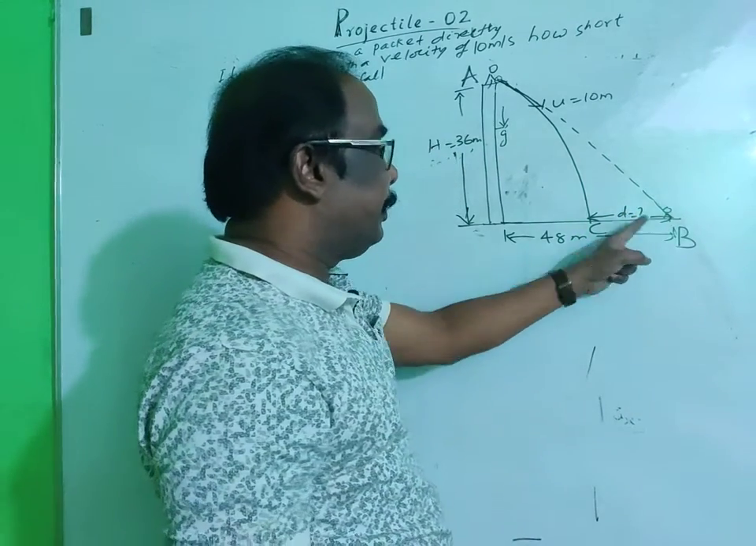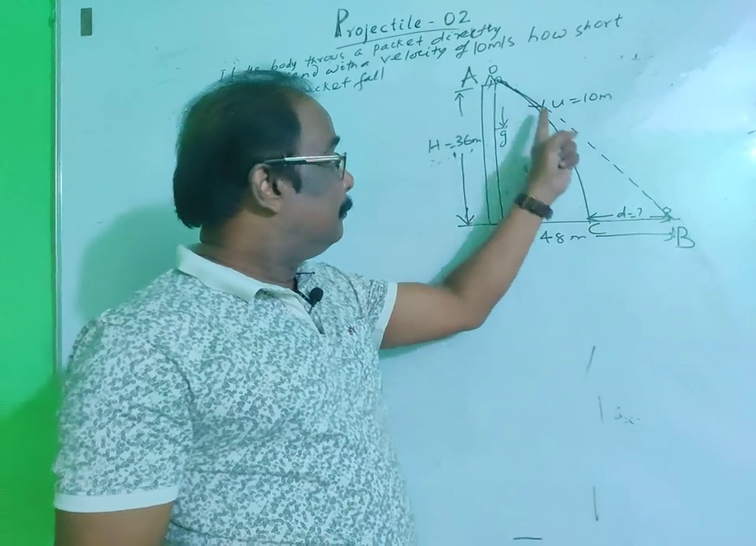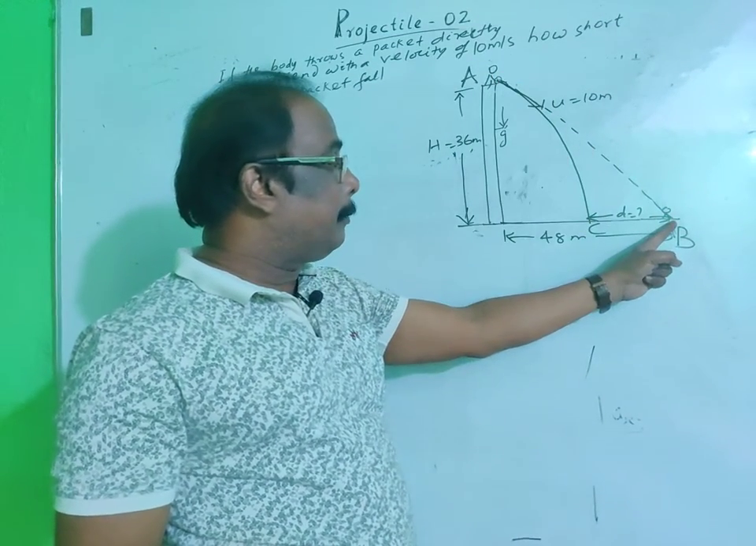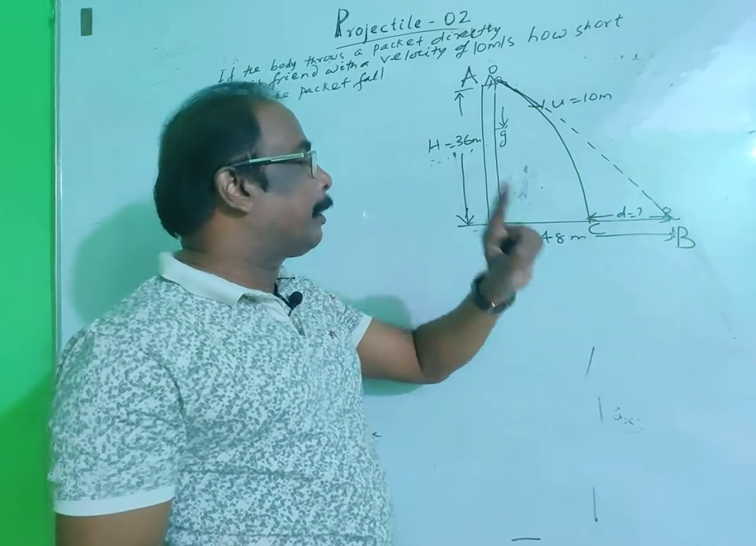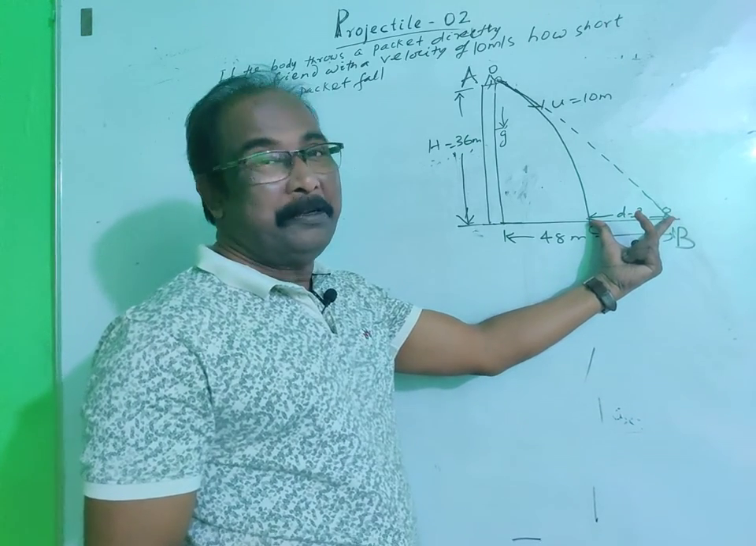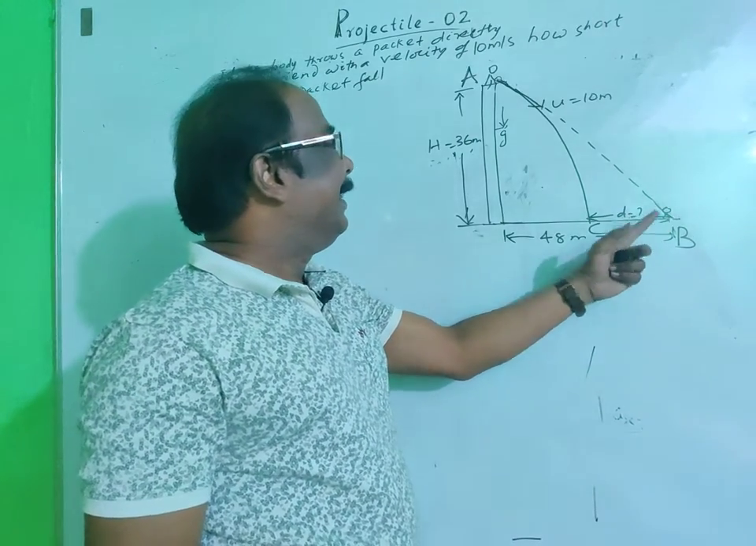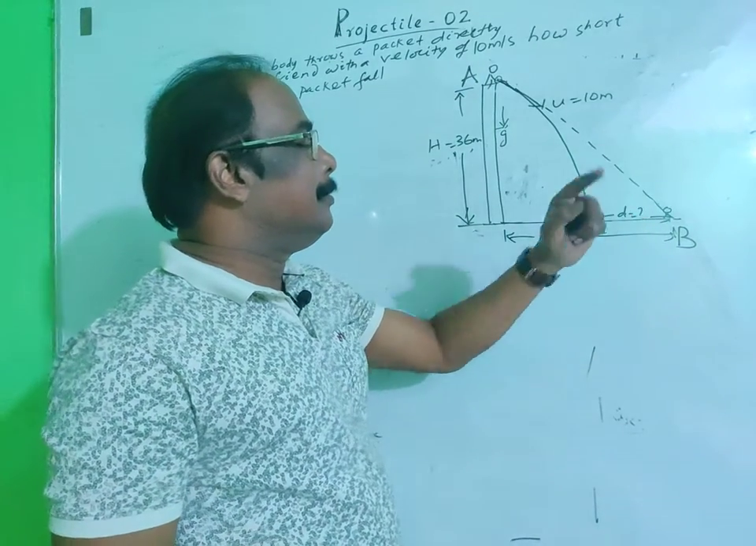How short does it fall? The packet will not fall at B, but it will follow a parabolic or curved path and strike at C. Then this is the distance missed by the packet. So how short will the packet fall? This much distance is D.